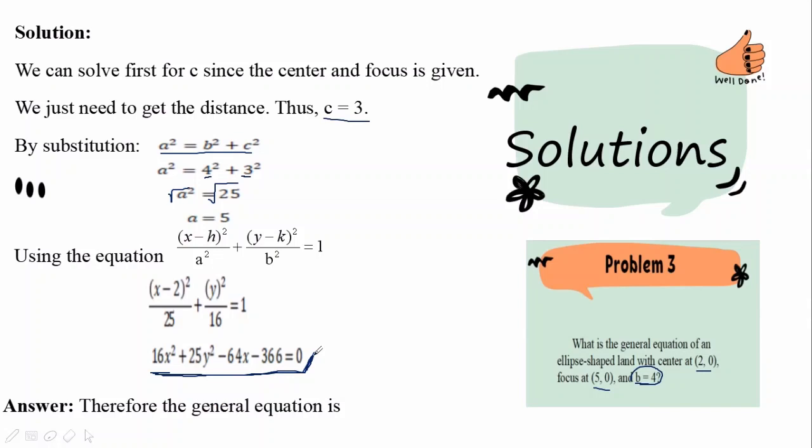So the general equation for this is 16x squared plus 25y squared minus 64x minus 336 equals 0.